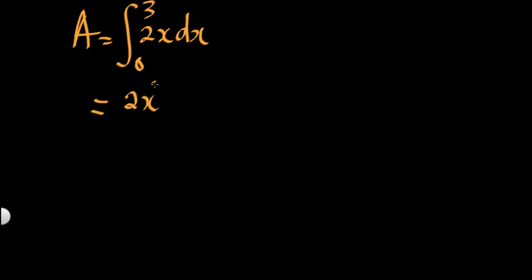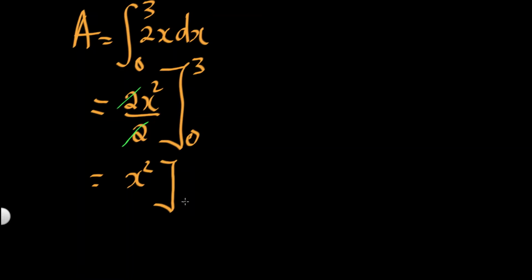Now we know that A here is equal to the integration from 0 to 3 of 2x dx. If we integrate here, we get 2x squared over 2 from 0 to 3. This is definite integration. We are doing definite integration here. I think you can agree with me that these ones cancel. So we are essentially dealing with x squared from 0 to 3.